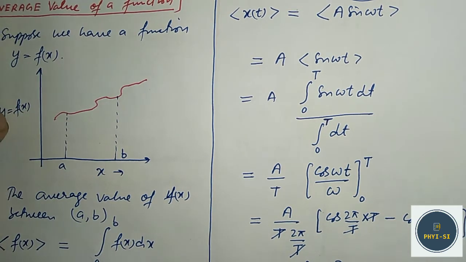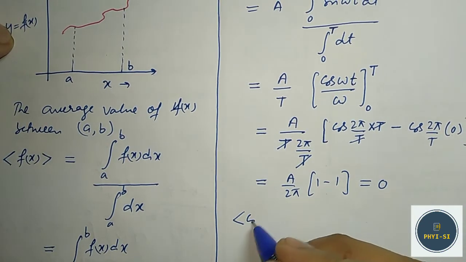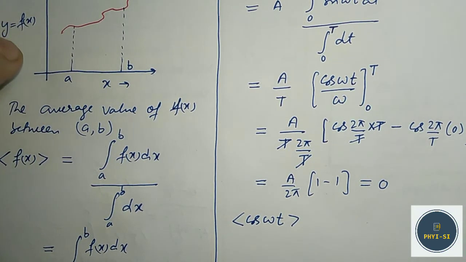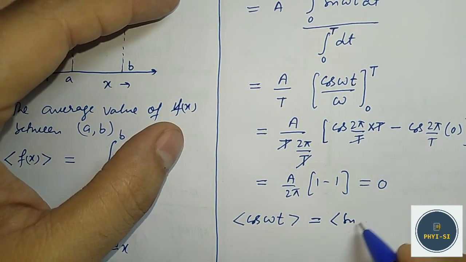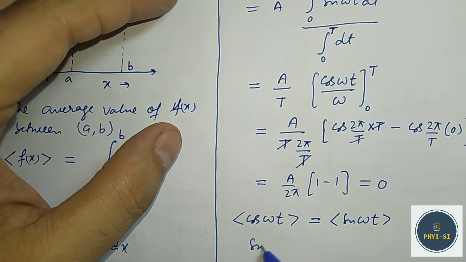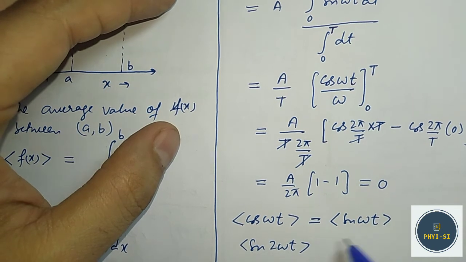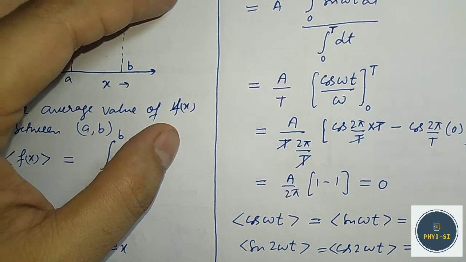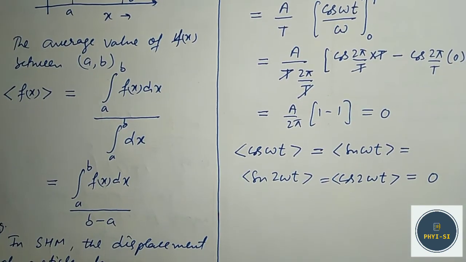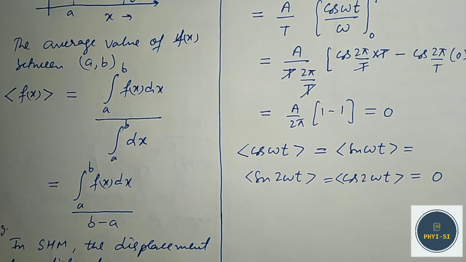Similarly, if I want to find the average value of cos omega t, or sine omega t, or sine 2 omega t, or cos 2 omega t, these all come out to be 0 over one time period. But if we are trying to find the values over half of the time period, then the answer is different. It is not 0.